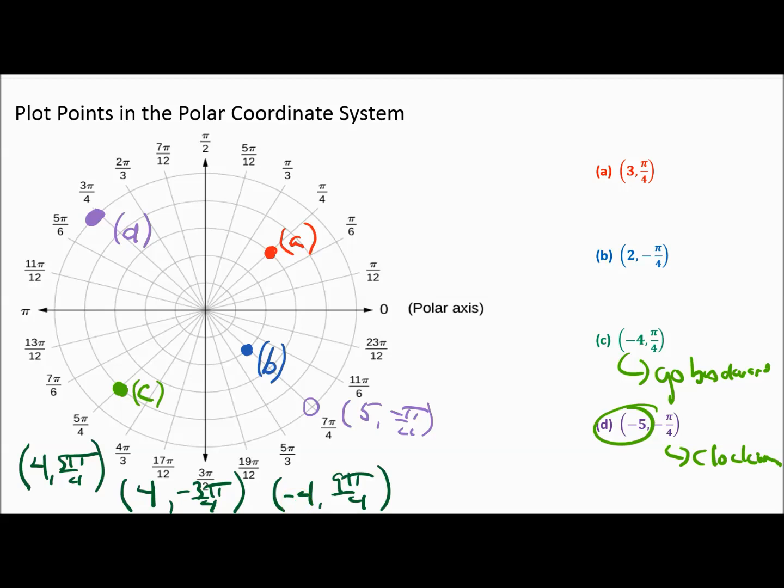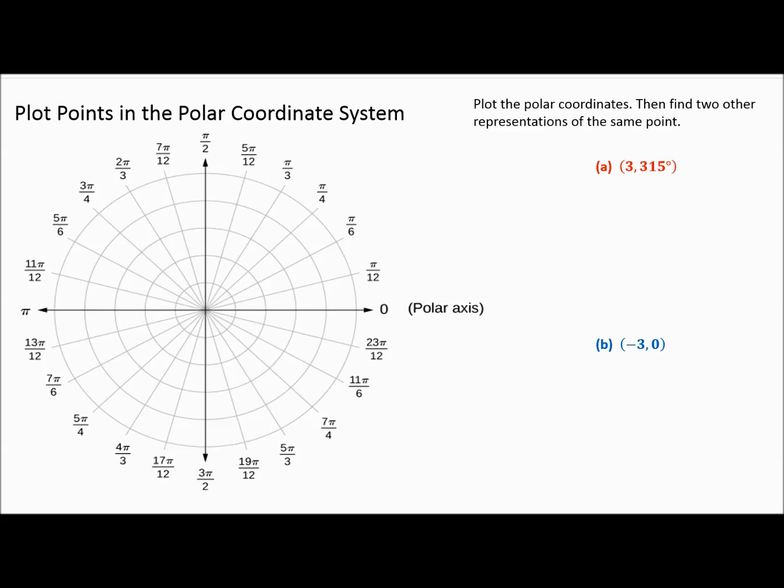All right, so check out this first point I have, 3, 315 degrees. And I promised you earlier that it would be mostly in radians, but we do have some degrees problems. I don't want to just ignore degrees and make them out like they're bad guys. They exist too.